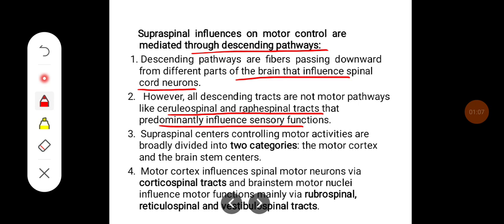Supraspinal centers controlling motor activities are broadly divided into two categories, the motor cortex and the brainstem centers. Motor cortex influences the spinal motor neurons via the corticospinal tract, and brainstem motor nuclei influence motor functions mainly via rubrospinal, reticulospinal, and vestibulospinal tracts.